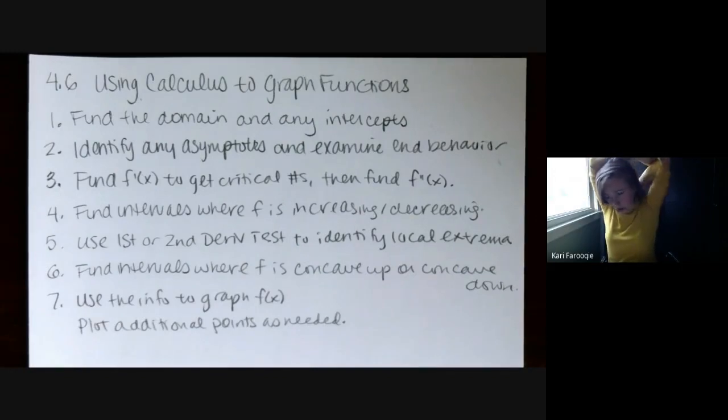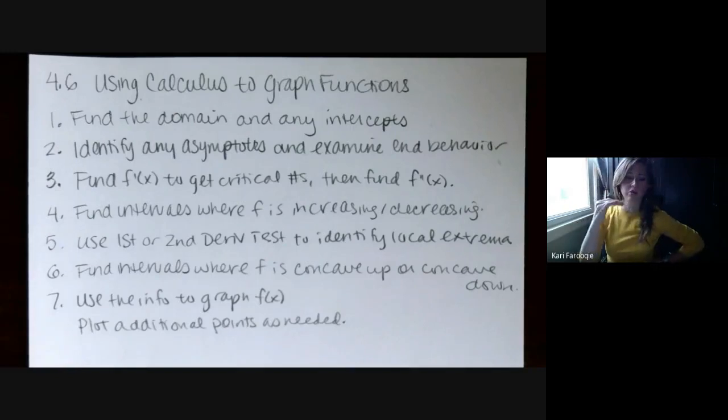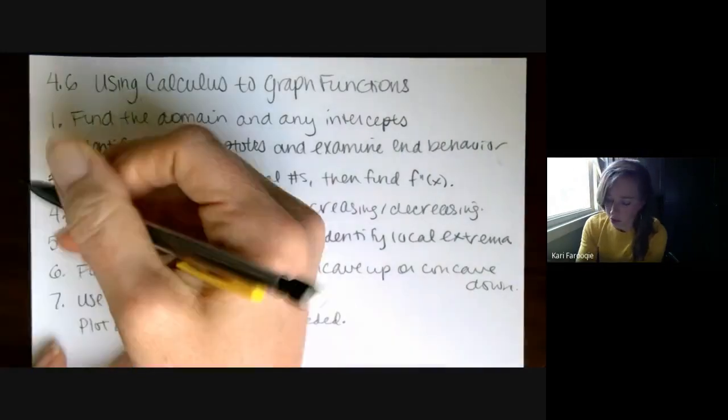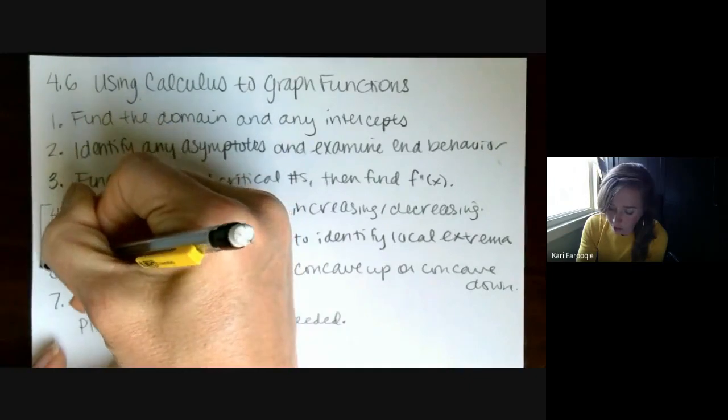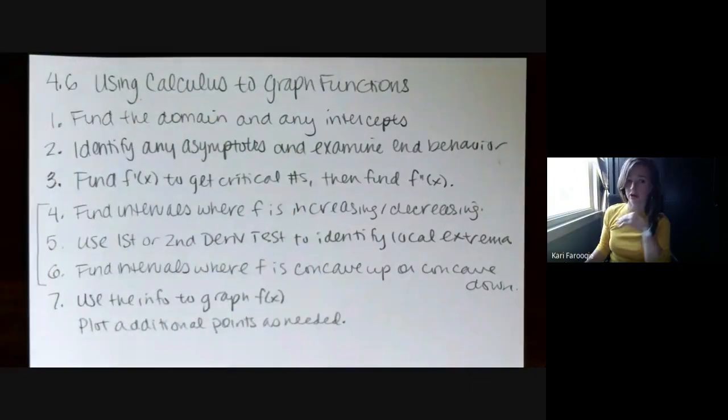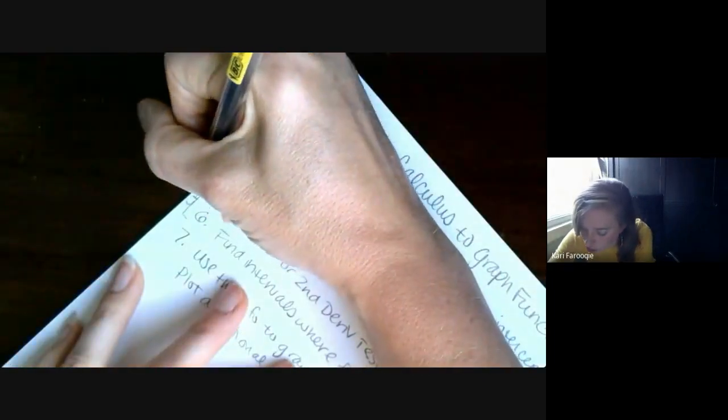Now, the way I'm going to do this, and the way I suggest you do this, is that we're going to go through 1, 2, and 3, finding the domain, intercepts, asymptotes, end behavior, critical numbers, and the first and second derivatives. 4 through 6, we're going to pick out of a chart that we're going to create. I'm going to write here, chart.